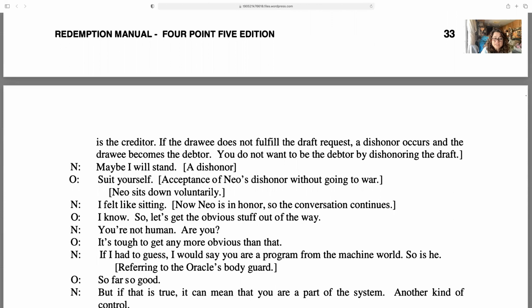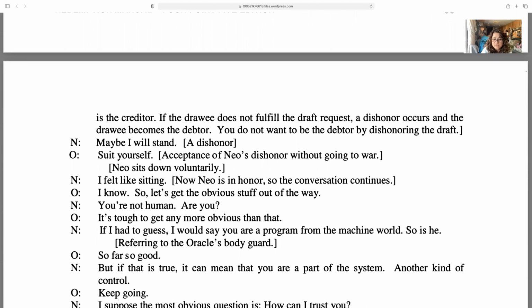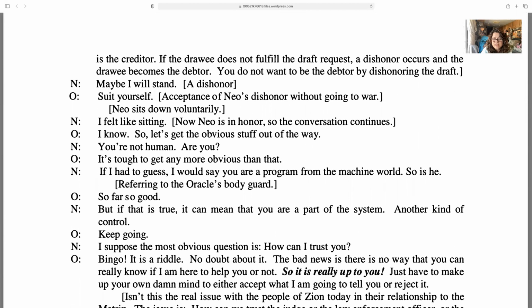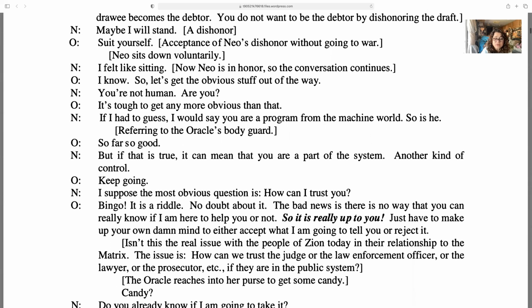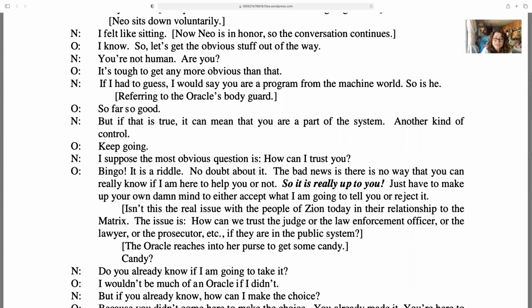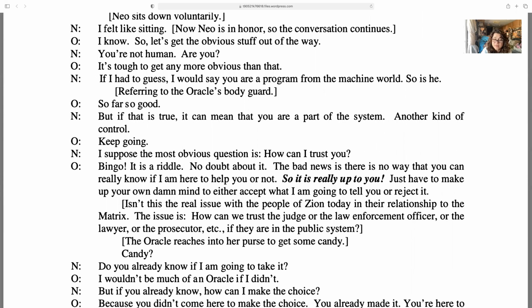Oracle: I know. So let's get the obvious stuff out of the way. Neo: You're not human, are you? Oracle: It's tough to get any more obvious than that. Neo: If I had to guess, I would say you are a program from the machine world. So is he, referring to the Oracle's bodyguard. Oracle: So far so good. Neo: But if that is true, it can mean that you are a part of the system, another kind of control. Oracle: Keep going. Neo: I suppose the most obvious question is, how can I trust you? Oracle: Bingo, it is a riddle. No doubt about it, the bad news is there is no way you can really know if I am here to help you or not. So it is really up to you. You just have to make up your own damn mind to either accept what I'm going to tell you or reject it.